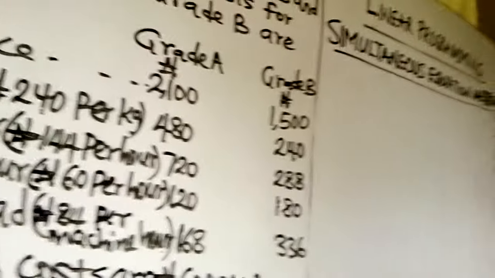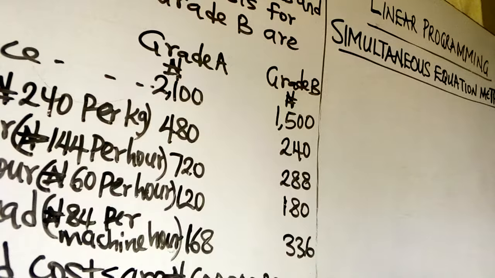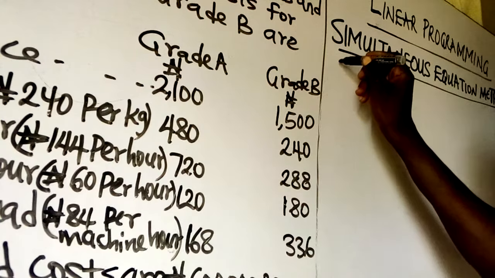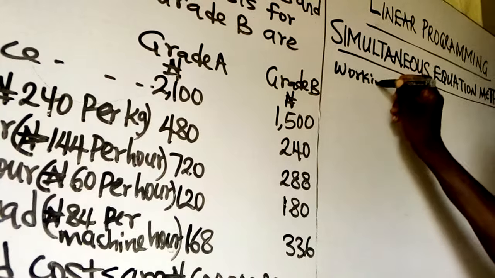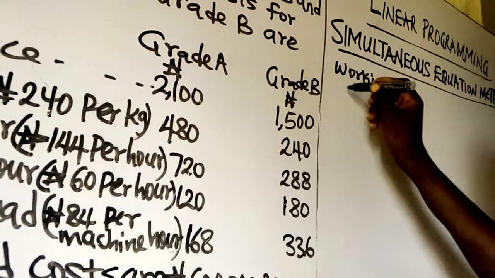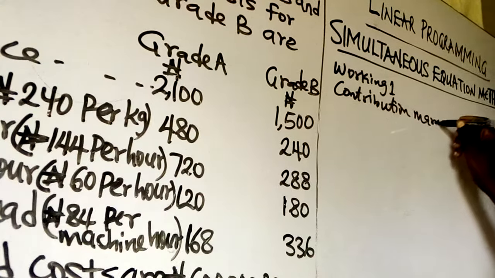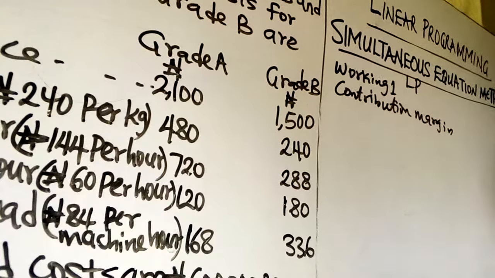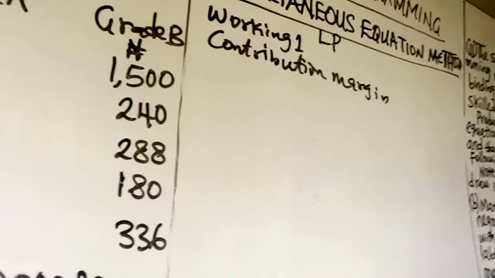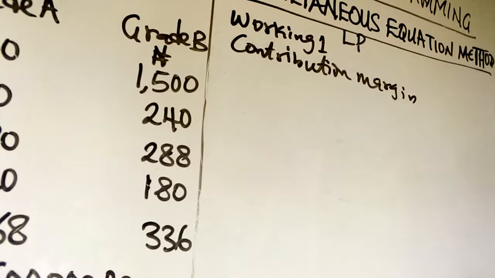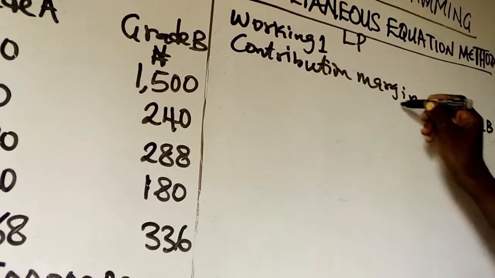Now, we want to solve. Contribution is selling price. So step 1, or working 1: you want to calculate the contribution margin for LP. The name of the entity is LP. So you have two grades, grade A and grade B.